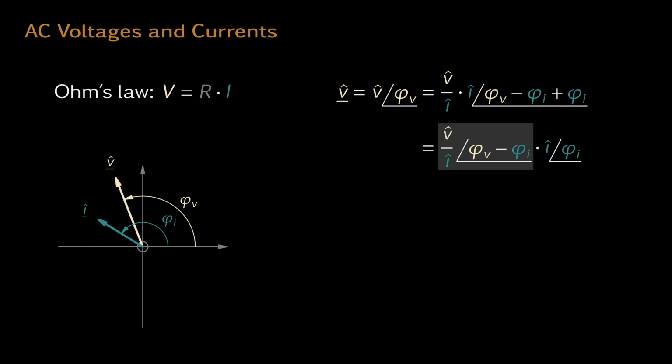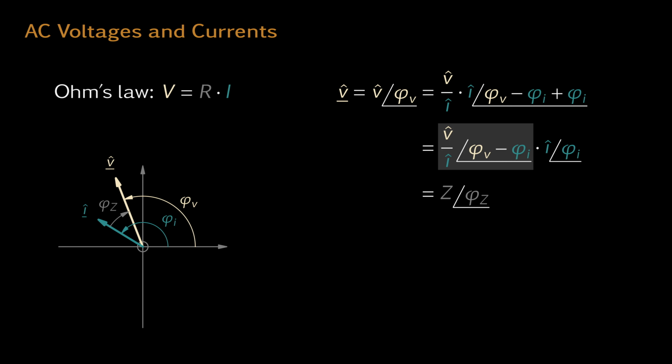The first factor has a length of voltage amplitude over current amplitude. This is a kind of resistance which is usually denoted by Z instead of R. This Z multiplies the length of I to get the length of V. The phase difference φV minus φI is φZ and is always measured from the current phasor to the voltage phasor.